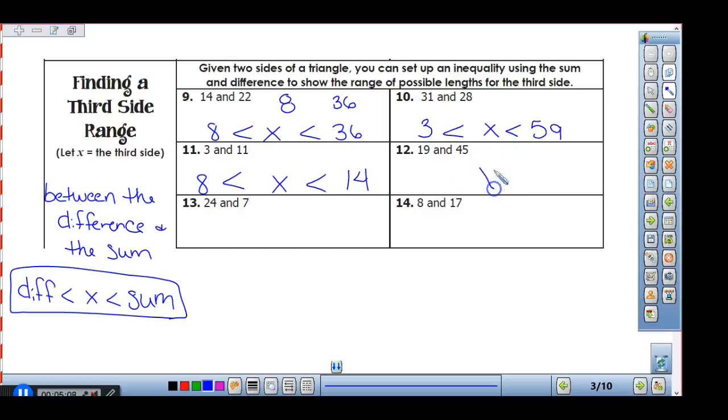Alright, so X is in the middle. What's on the left? 26. What's on the right? Put your signs in.